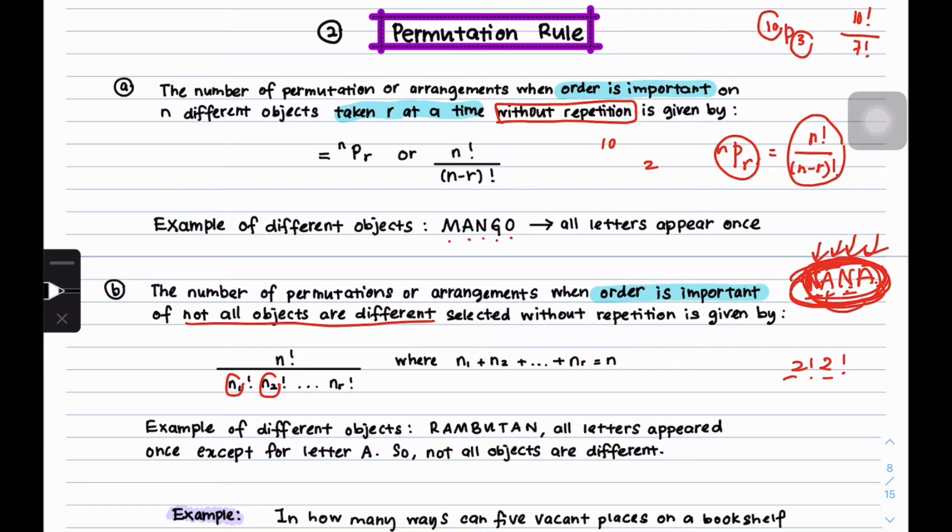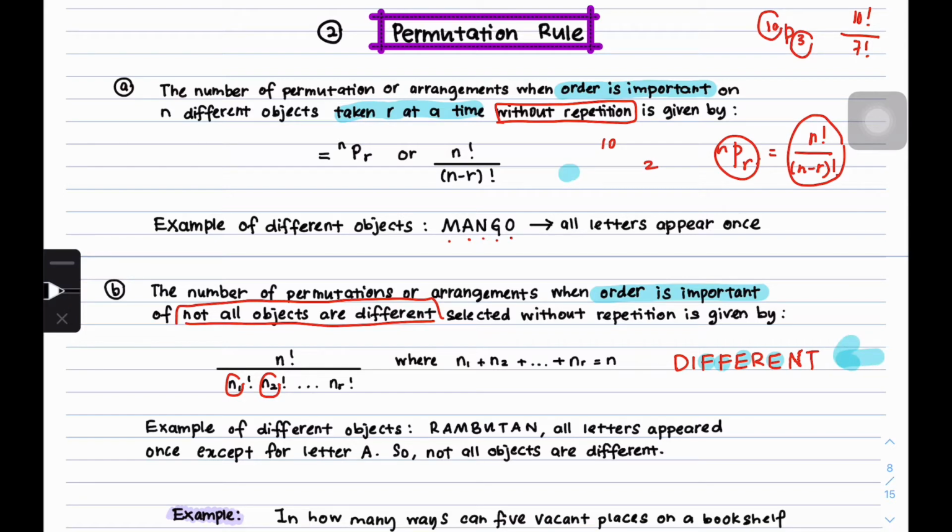Contoh, katakanlah kita ada contohnya perkataan different. Okay. So this one is the example not all object are different. Sebab apa? Dalam ni ada objek yang sama. F dengan F. E dengan E sama. Okay, yang lain ni different. D ada 1, I ada 1, R ada 1, N ada 1, T ada 1. So for this case, we cannot use this formula because this formula all object are different. Dia tak ada objek yang sama. We need to use this formula.